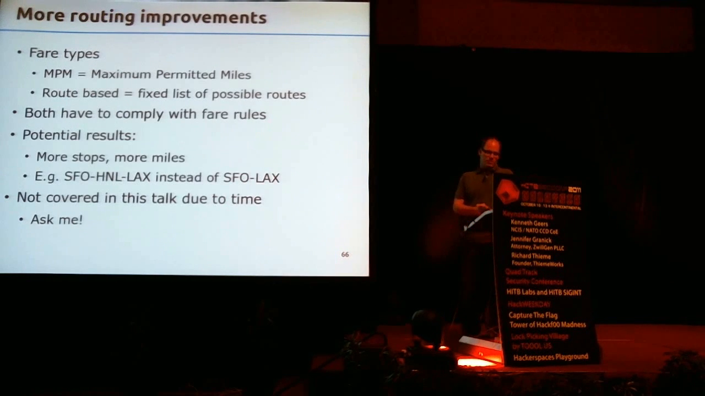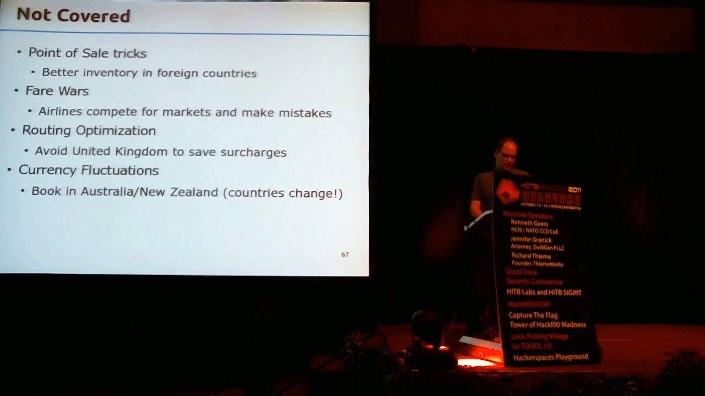What else can you do? As I said, there are some fares where you can just improve the routing and fly more for the same money, essentially. There's so much stuff you can do, so much stuff you can look up, so many ways to, like with ITA, improve your routing. Unfortunately, we don't have time for that. Also not covered, point of sale tricks. Like I said, you can just go to Japan, you can go to different countries.